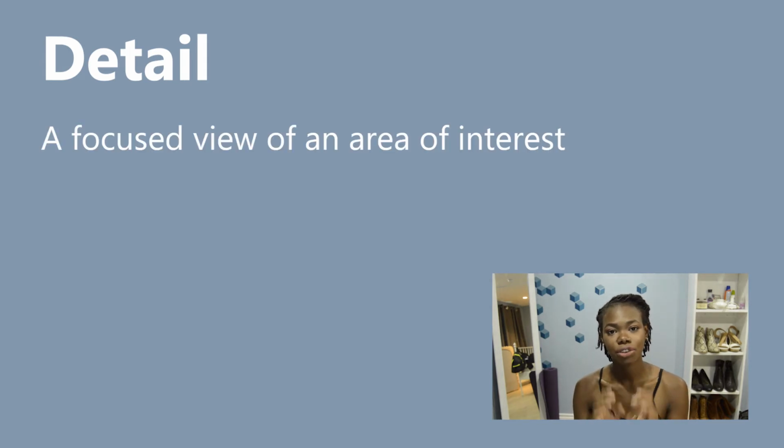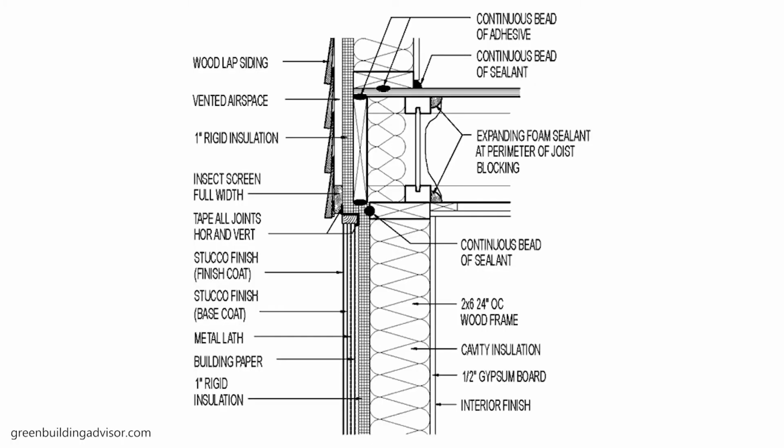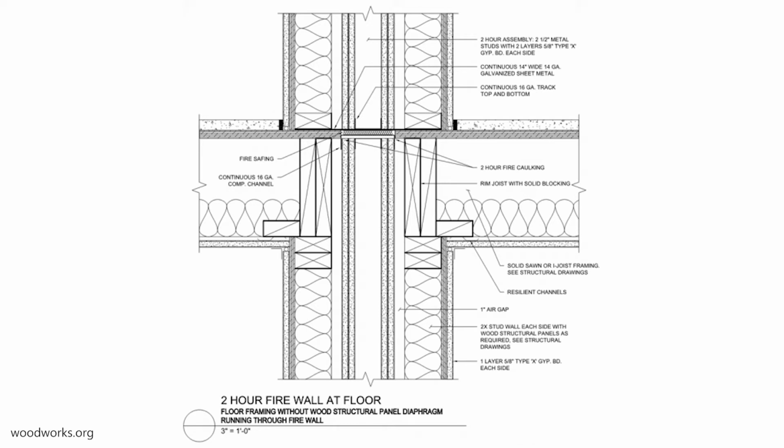Now, a detail is exactly that. It is a zoomed in view of a specific part of your building. So that might be a wall section detail that shows your layers of drywall, insulation, and your structural members. It might be a detail into your floor or roof structure, or it might be a specific mechanism that you designed.